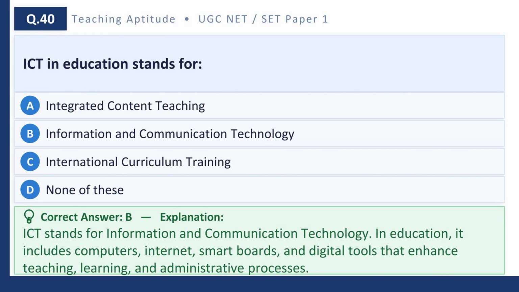In modern education, ICT stands for Information and Communication Technology. This broad term covers everything from computers and the internet to smart boards and digital tools. Implementing ICT enhances the teaching and learning process and streamlines administrative tasks, making education more accessible and interactive for students and educators in the digital age.